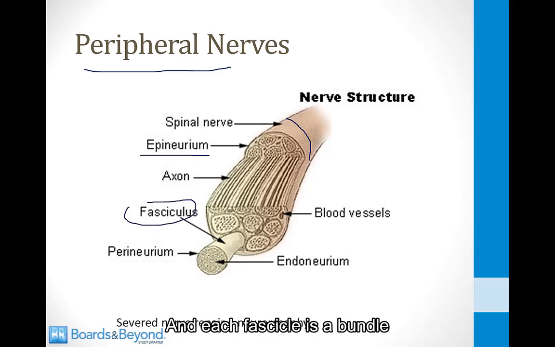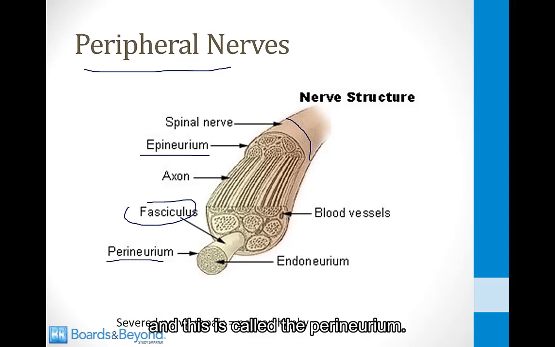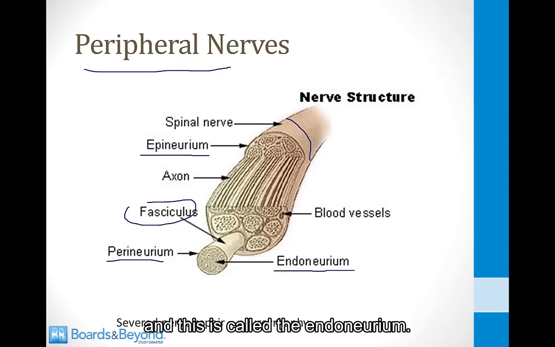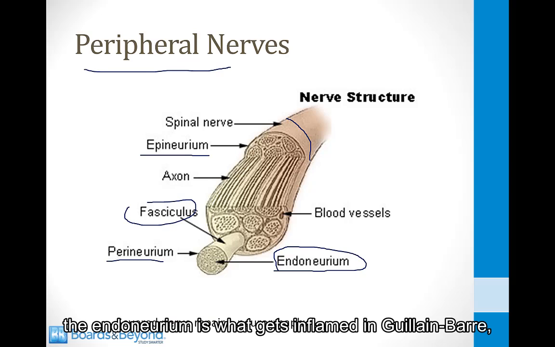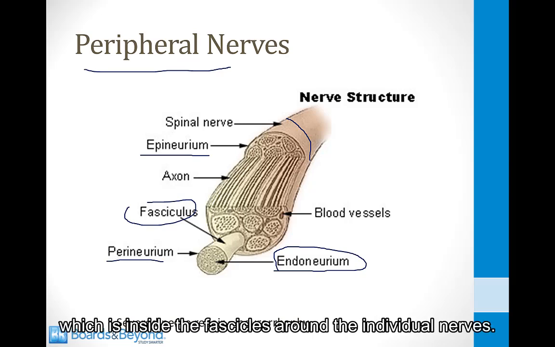Each fascicle is a bundle of lots and lots of different nerve fibers. There is a structure that surrounds the fascicle, and this is called the perineurium. And then there is a structure inside the fascicle surrounding each of the individual nerve fibers, and this is called the endoneurium. A couple of clinical relevance points here to make. The endoneurium is what gets inflamed in Guillain-Barré, which should make sense to you because that's a demyelinating disease, so you're going to lose the myelin, which is inside the fascicles around the individual nerves.